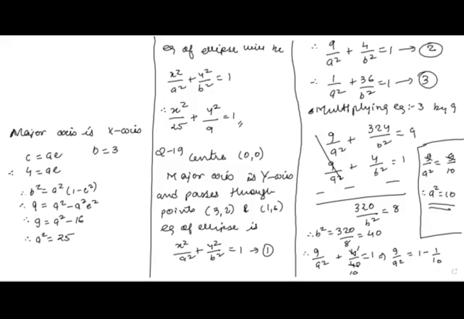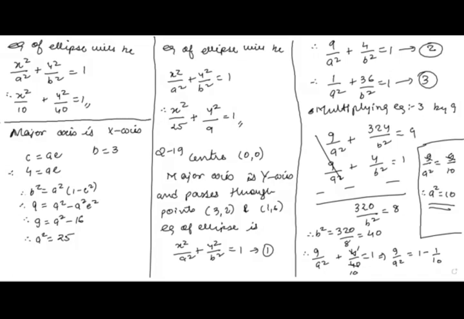So keeping these values in equation 1, the equation of the ellipse will be x square by a square plus y square by b square is equal to 1, keeping the value of a square as 10 and b square as 40. This is my equation of the ellipse.